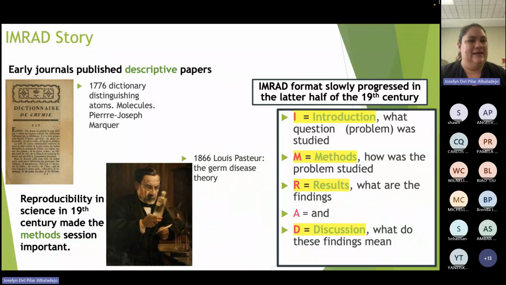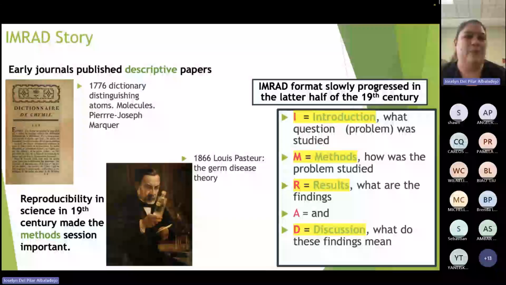So let's go ahead and talk about the IMRAD story. IMRAD is basically the way that the scientific community has agreed to format papers, right? Early journals used to publish studies that were more descriptive. You can think about the specific example of 1776, a scientific journal that was publishing a dictionary of terms. Interestingly enough, this includes what people thought at the time were atoms, well, there were molecules, and all these types of definitions are within this article. So this article is not quite what we used to see now in the literature, right?